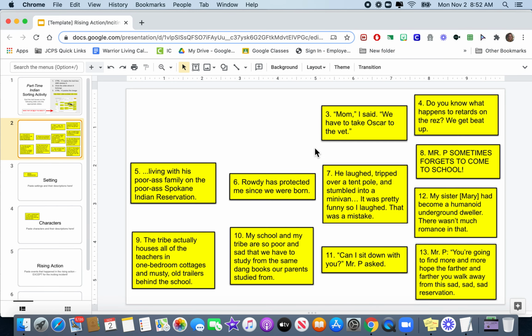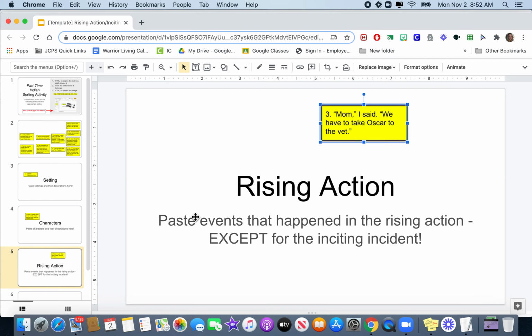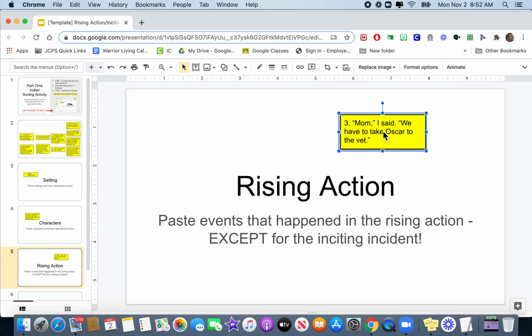All right, number 3, "Mom said we have to take Oscar to the vet." In my opinion, I think that this is rising action, because here we're going to paste what happened in the rising action, except for the inciting incident, which I'm going to talk about in a second. Okay, so Mom says we have to take Oscar to the vet. Remember that Oscar is the dog that had to be put down.